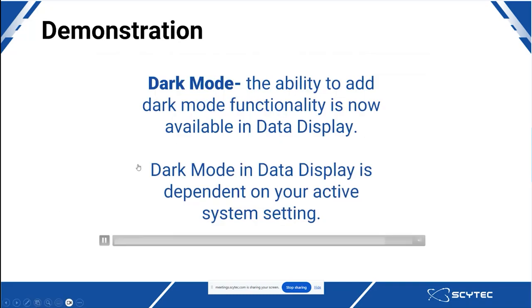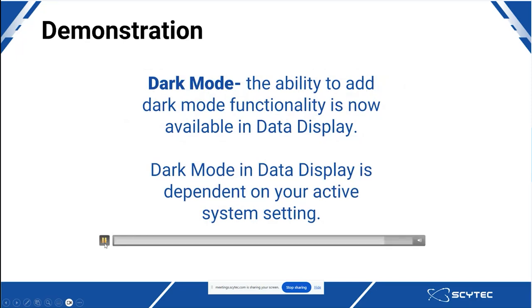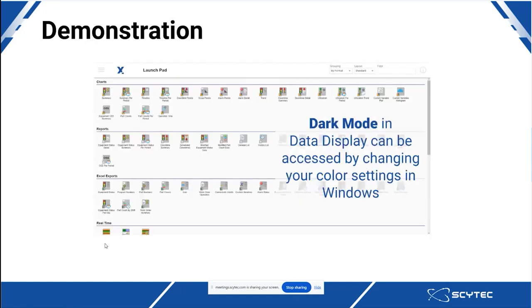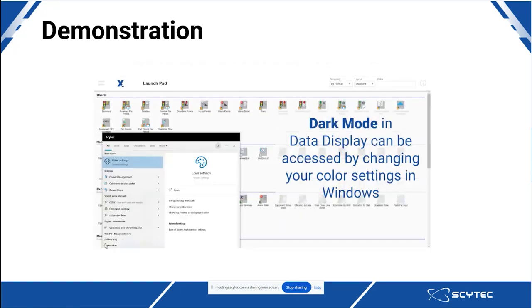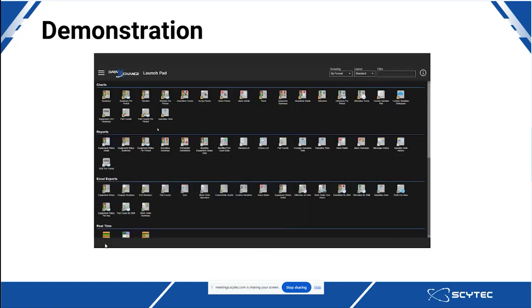Finally, we have the ability for dark mode. So dark mode, the ability to add your dark mode is now available in data display, and it is dependent on your active system setting. So I did this here through Windows 10. This might be a little bit different on Windows 11, but you can go and change to dark mode by going to your color settings, going from light to dark, and then DataXchange will follow suit inside of data display and switch that to dark mode. And you can also revert it back to light mode by doing the exact same process, just in reverse.